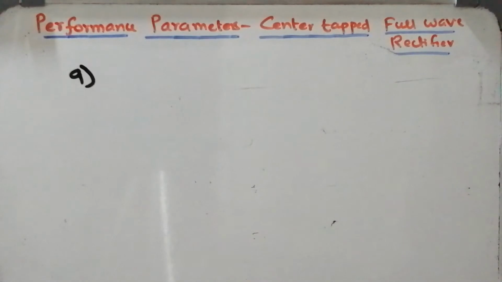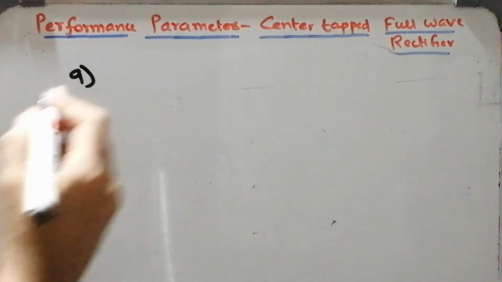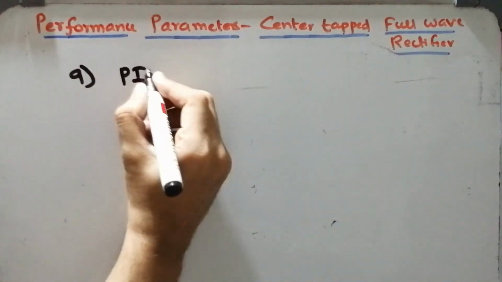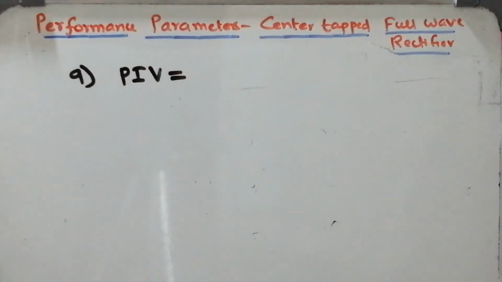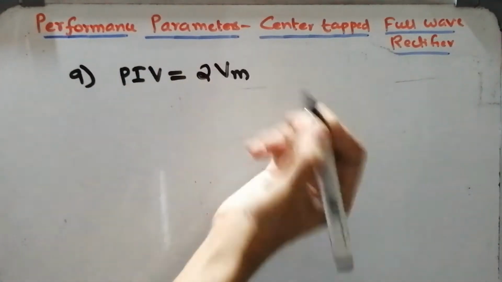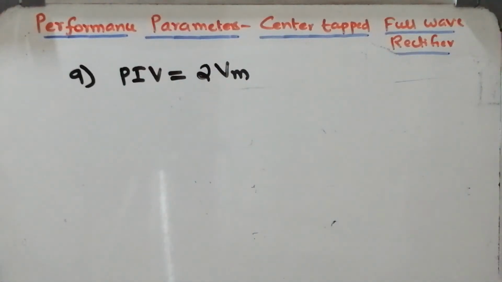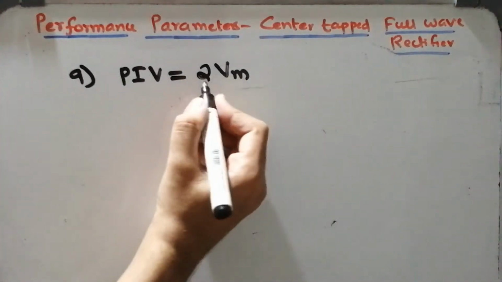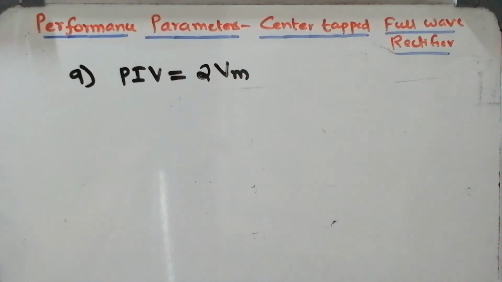Next I would like to calculate the peak inverse voltage, PIV. Peak inverse voltage is equal to 2 times the maximum voltage. That means during the negative half cycle and the positive half cycle, whenever a diode is reverse biased, there will be a negative voltage coming across that particular diode. That is called the peak inverse voltage. So peak inverse voltage is equal to 2 times Vm.